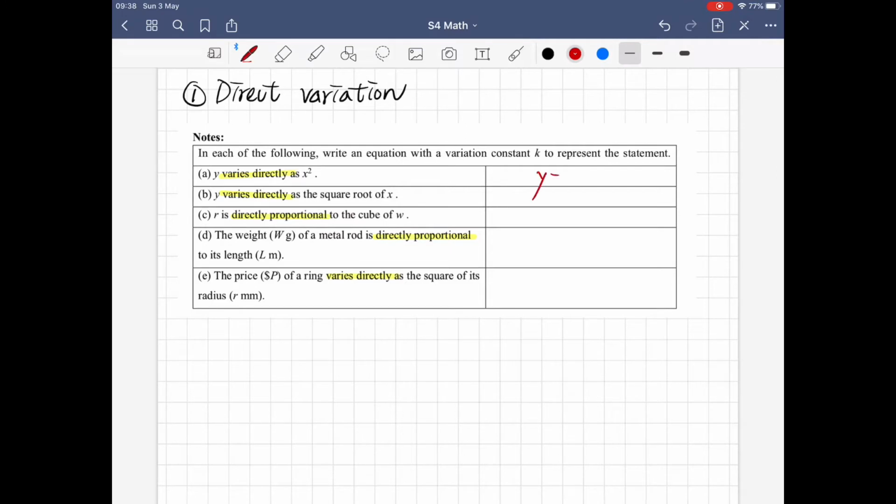So for part A, y equals kx squared. Part B, y equals k times the square root of x. Part C, r equals k times the cube of w. And for part D, w equals k l. And the last one, part E, p equals k r squared, the square of the radius r.